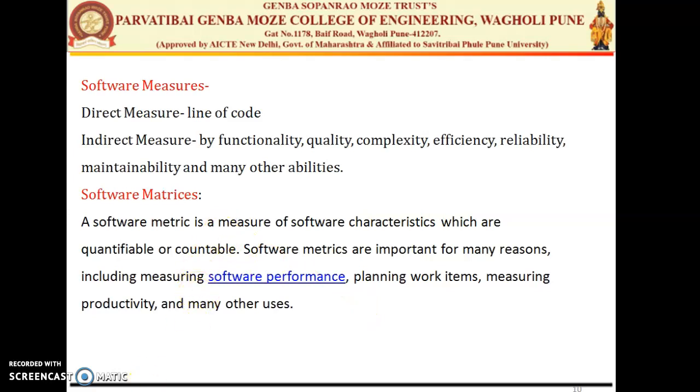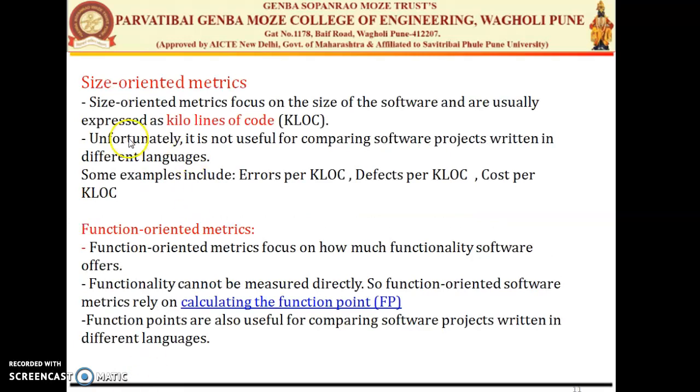So we'll see one by one what the different types of software metrics are. The first one is the size oriented metric. As the name suggests, it measures the size of the software. It considers the size of the software project. This is the simplest way of keeping a record of the software development process. It contains a table.